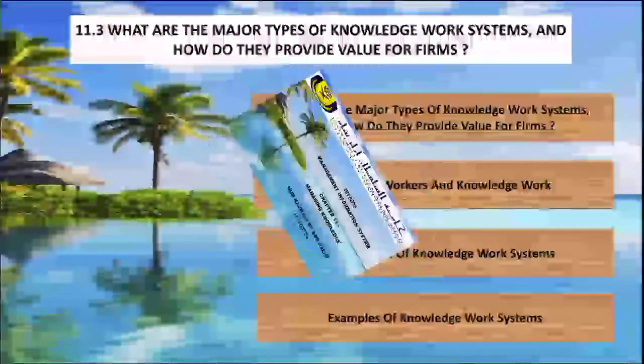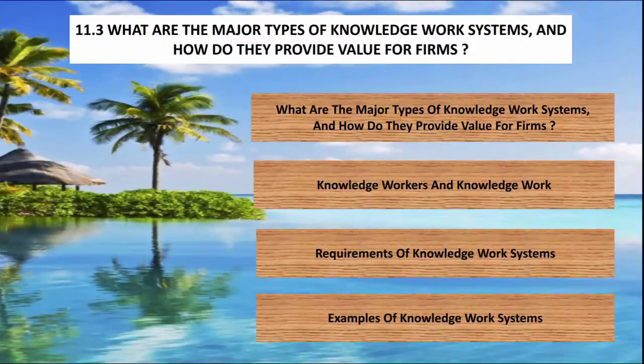Knowledge. The slide we will discuss is chapter 11, subtopic 11.3: what are the major types of knowledge work system and how do they provide value for firms. Subtopic 11.3 has four main titles: what are the major types of knowledge work system and how do they provide value for firms, knowledge workers and knowledge work, requirements of knowledge work system, and examples of knowledge work system.